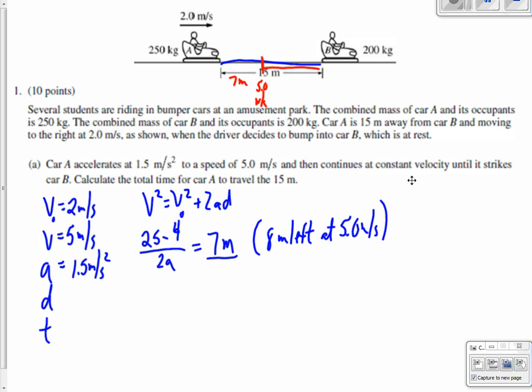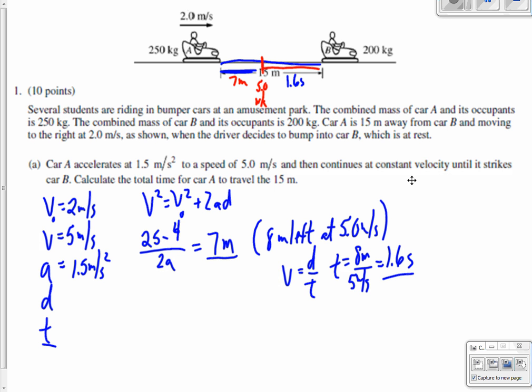So to travel 8 meters at 5 meters per second, velocity equals distance over time when it's constant. So the time would simply be 8 meters at 5 meters per second, which is 1.6 seconds. So this is going to take 1.6 seconds, but we still need to figure out how long it takes to get up to speed. So we need this t.